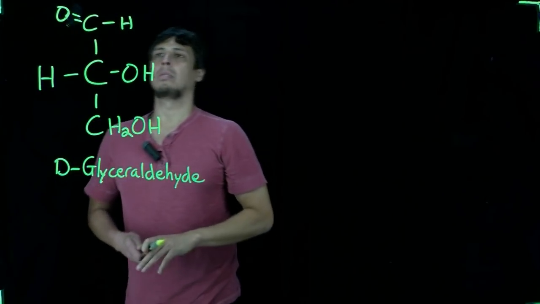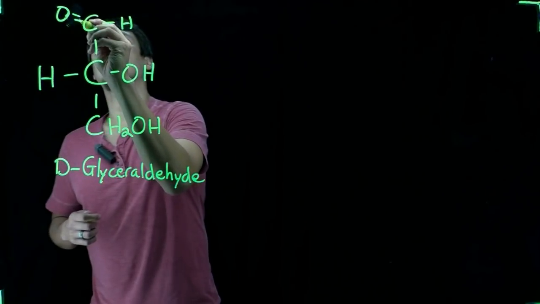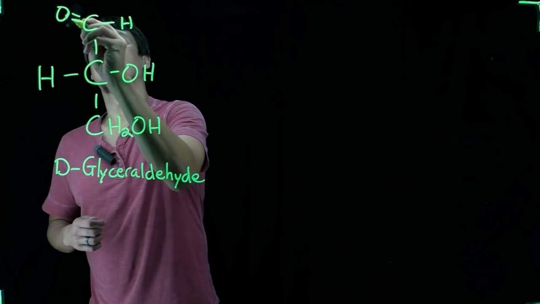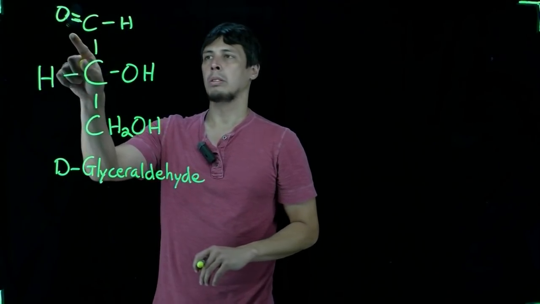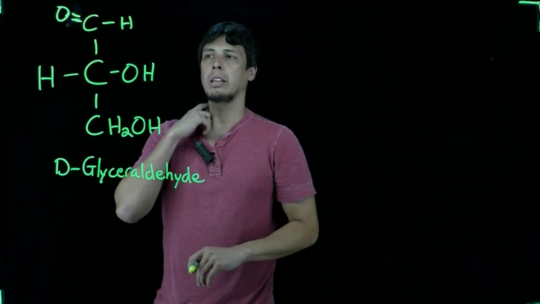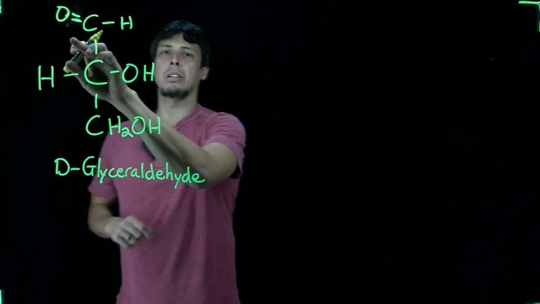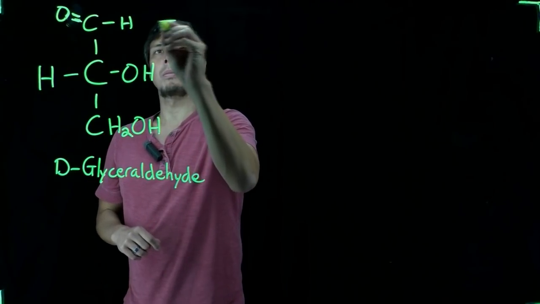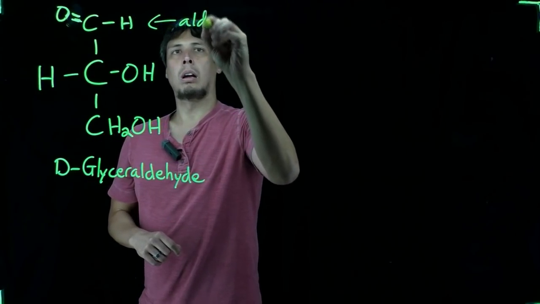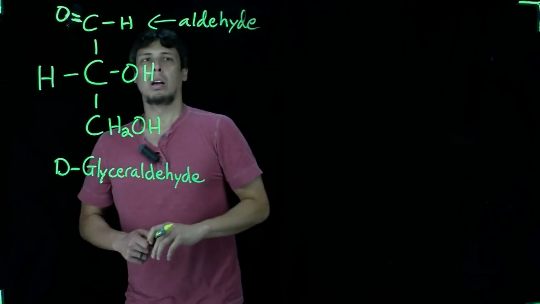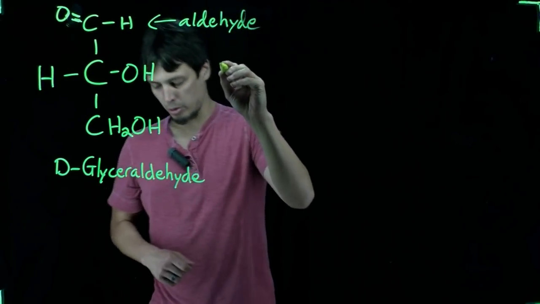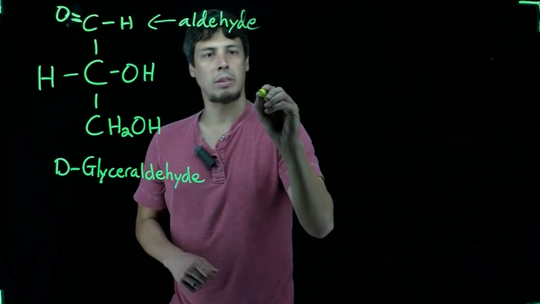We classify these based on where the carbonyl group is. So if the carbonyl is at the end of the sugar, this is actually an aldehyde group, right? This is known as an aldose.